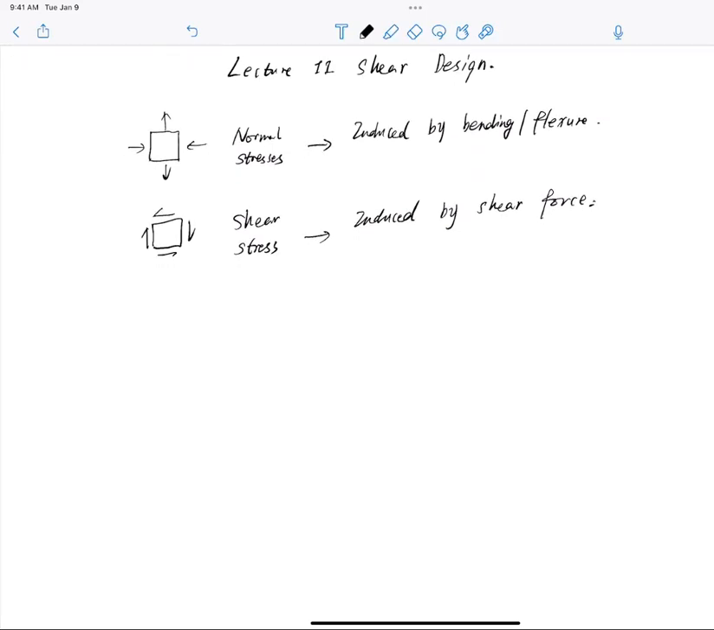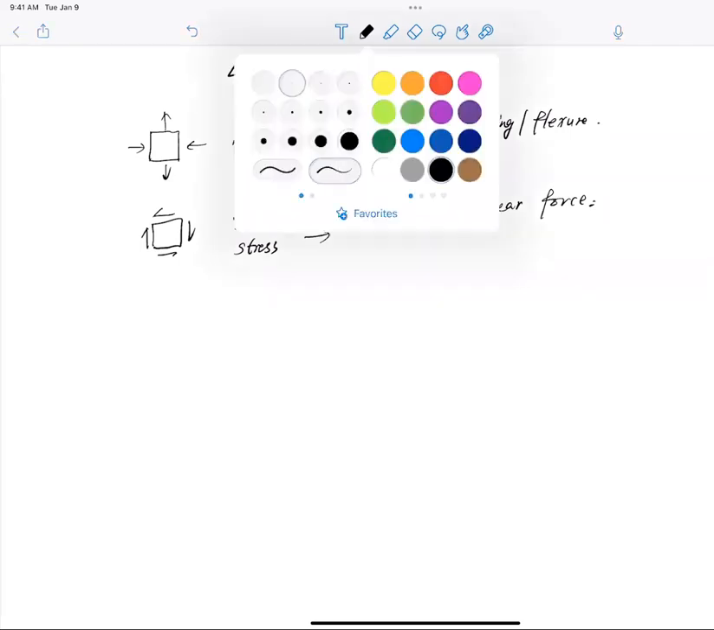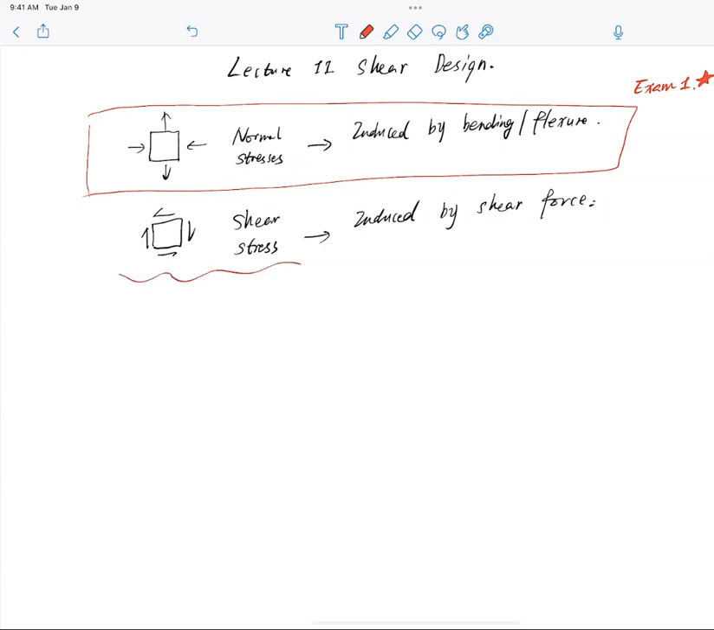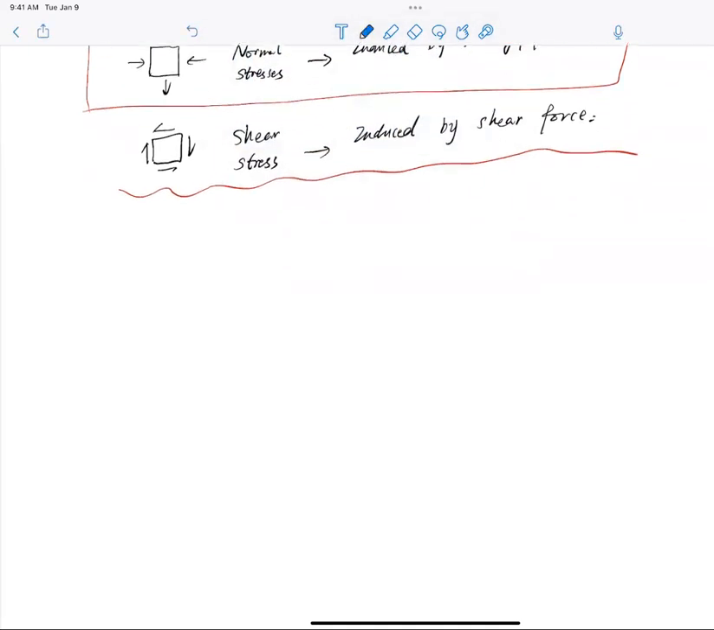So right now, so far, we have mainly talked about the flexure stress, right? So exam number 1 basically covered the normal stress design. All right, that's where we were at exam number 1. And now we should start looking at the shear stress.